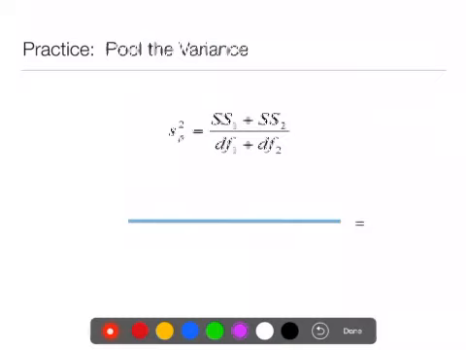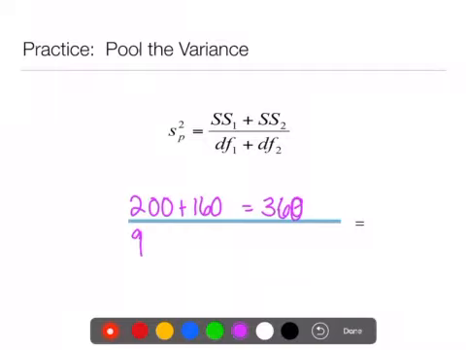Okay, so now we're going to include that information and we're going to pool our variance. We'll take our sum of squares for group 1, which was 200, plus our sum of squares for group 2, which was 160. We add that together, that equals 360. Our degrees of freedom for the first group was 9. Remember, we had 10 people in each group, so degrees of freedom for the first group is 9, and for the second group is 9. That gives us 18. 360 divided by 18 is equal to 20. So our pooled variance is 20.